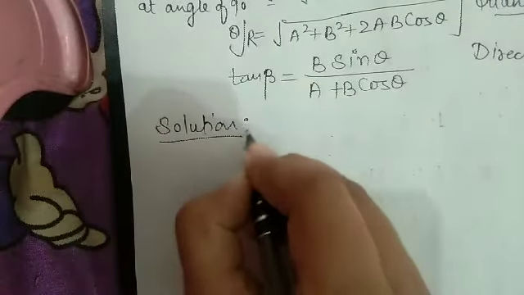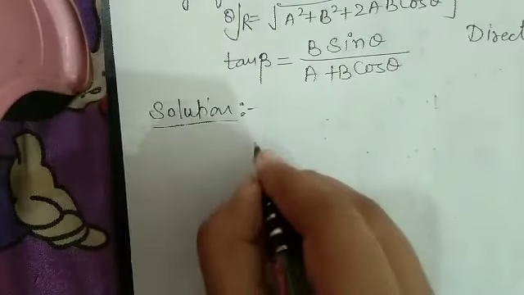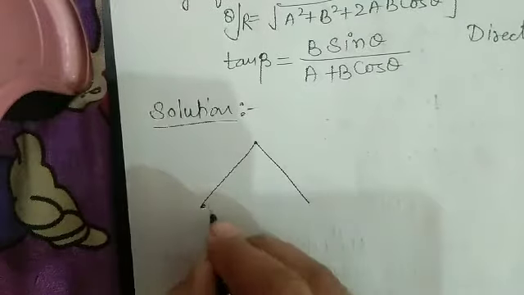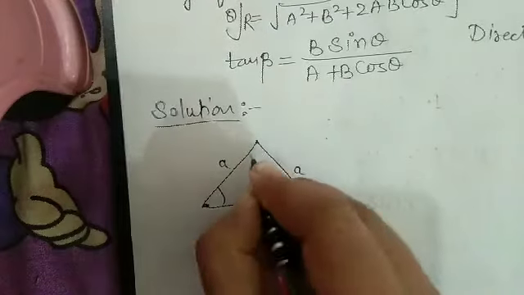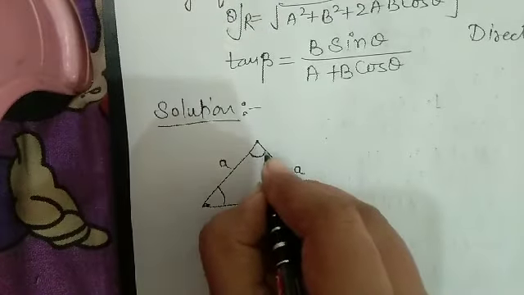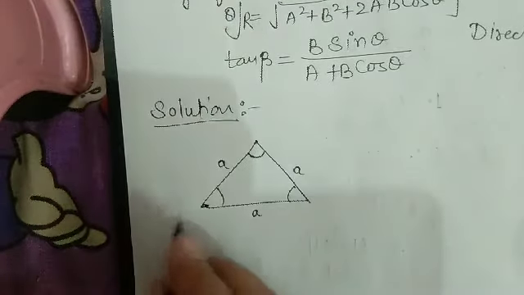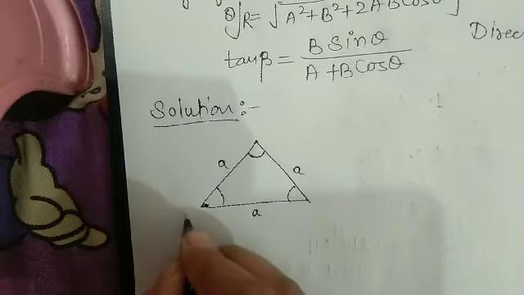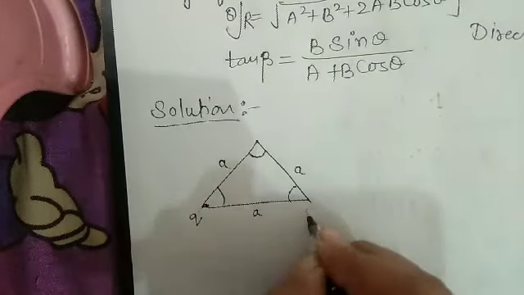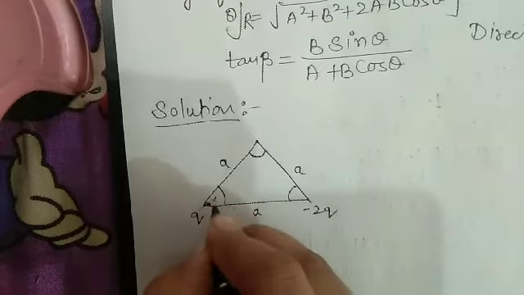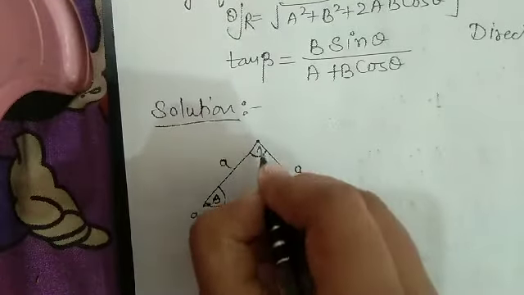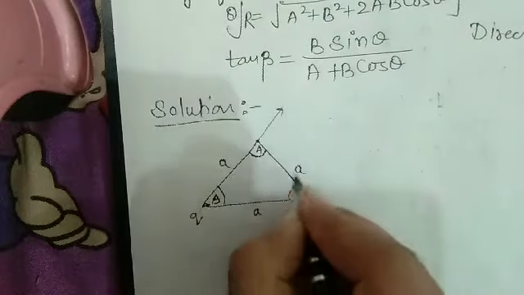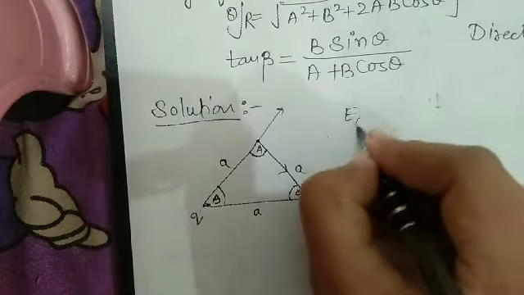I am giving you the solution of the given numerical. What is given to you? This side A, this side A, this side A, this angle 60, this 60, this 60. Clear? Now, the charges located here are plus Q and minus 2Q. I am marking here B, C, A. Now, what is the value of EA?